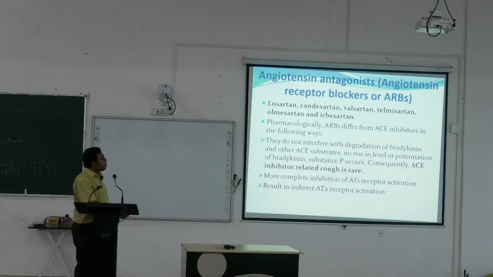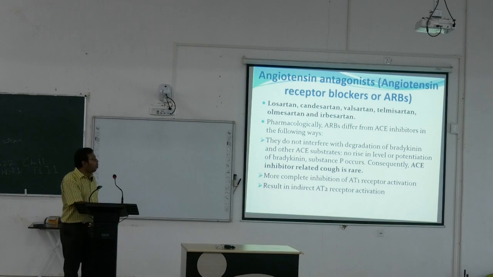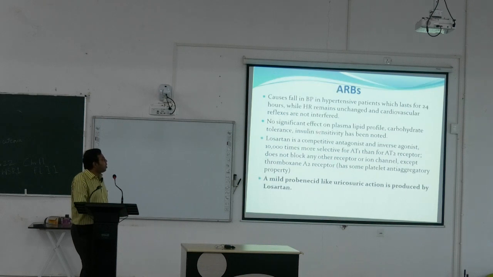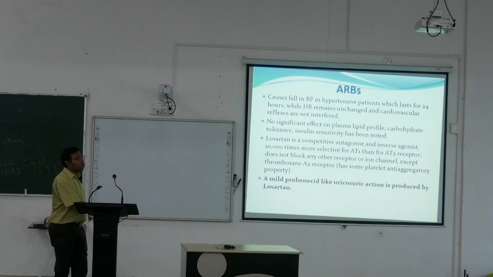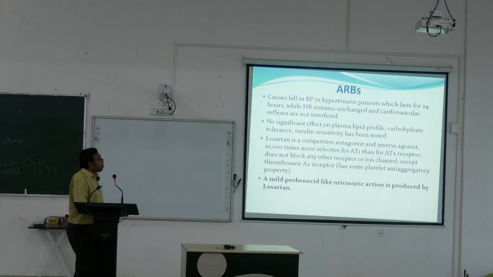Okay. So there is no rise in level or potentiation of the bradykinin and substance P. Consequently, ACE inhibitor related cough is rare. They cause more complete inhibition of the angiotensin 1 receptor and some indirect effect on the angiotensin 2 receptor. They cause fall in blood pressure in hypertensive patients which lasts for 24 hours. Long term, heart rate remains unchanged and cardiovascular reflexes are not interfered with. Again, there is no significant effect on plasma lipid profile, carbohydrate tolerance, or insulin sensitivity.